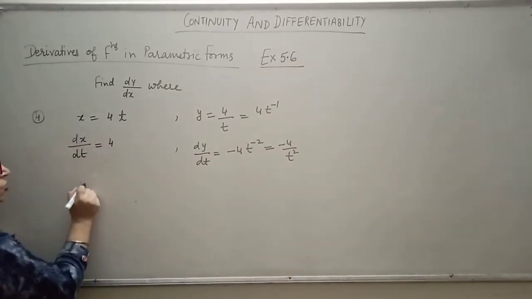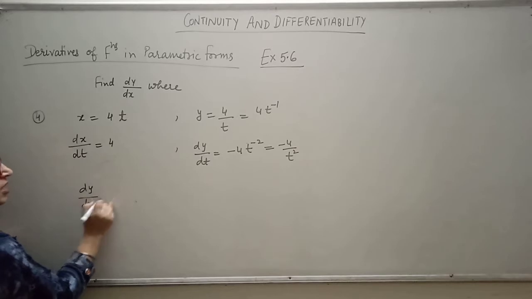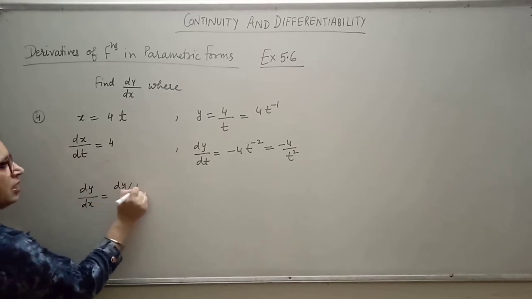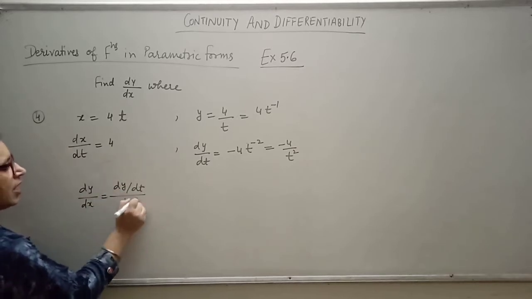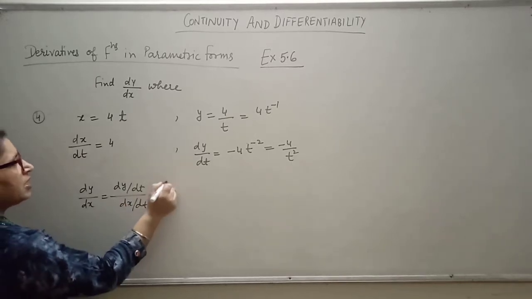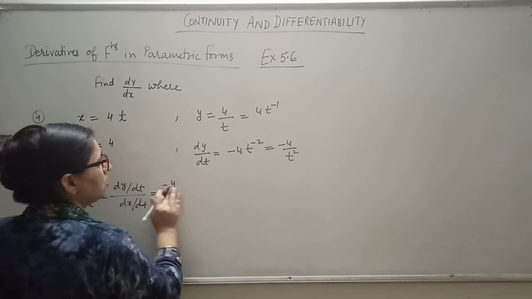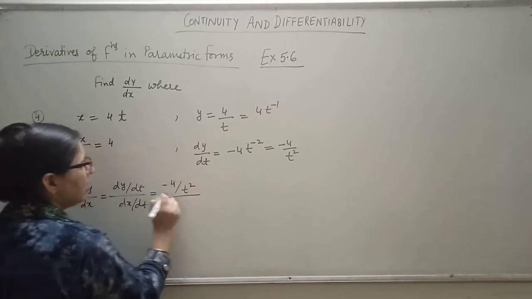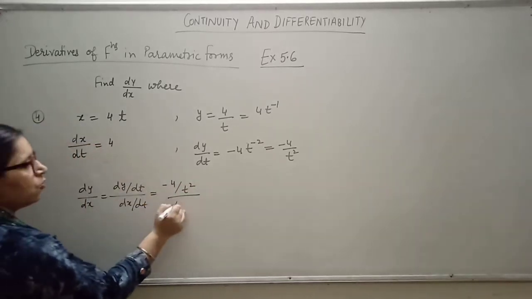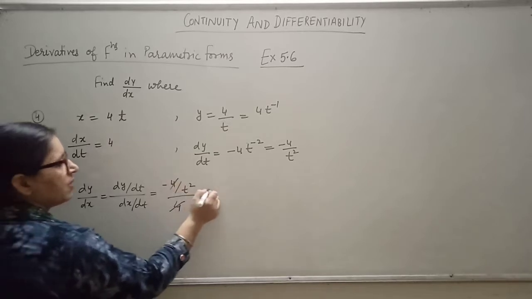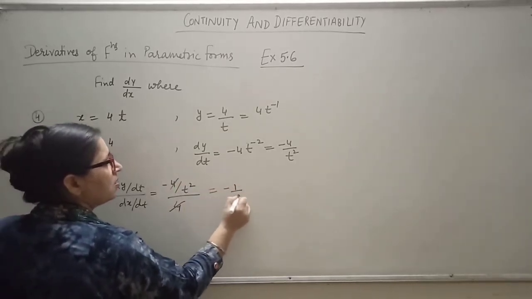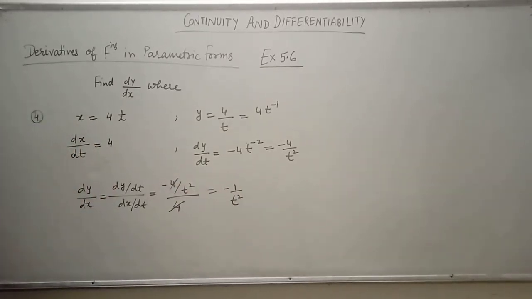Now you are to find dy by dx. It means dy by dt divided by dx by dt. What is dy by dt? Minus 4 upon t square, and what is dx by dt? That is 4. So 4 will be cancelled by minus 4, and minus 1 by t square is your answer.